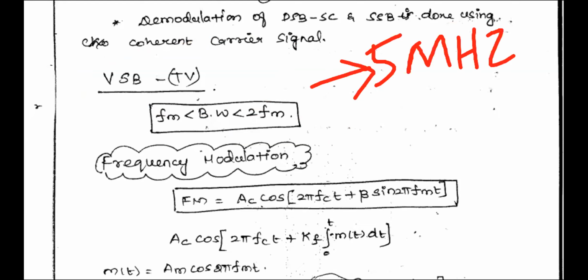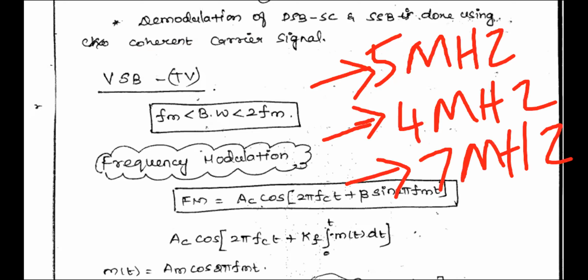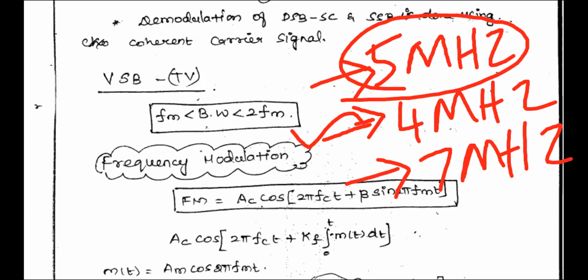Because the TV picture, the video, has a lot of information, the frequency range is high, 0 to 5 megahertz. In some cases they can give 4 megahertz also. In some cases they mention 7 megahertz also. Actually it is 5 megahertz. With some restriction, they can give you 4 megahertz. With some extra guard band, they used to give up to 7 megahertz.